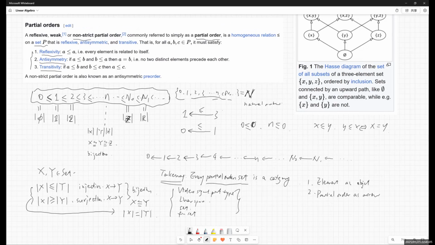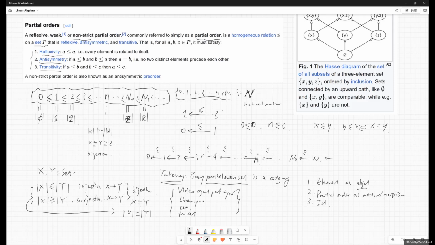So we replace those less equal symbols of the partial order with arrows. That gives us an intuition that they are essentially arrows, or morphisms in the category. And three, identity. Every element, as an object, has an identity.